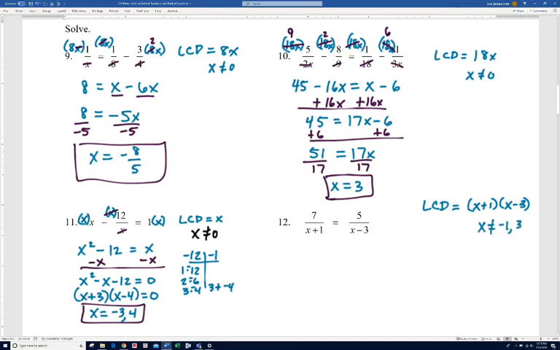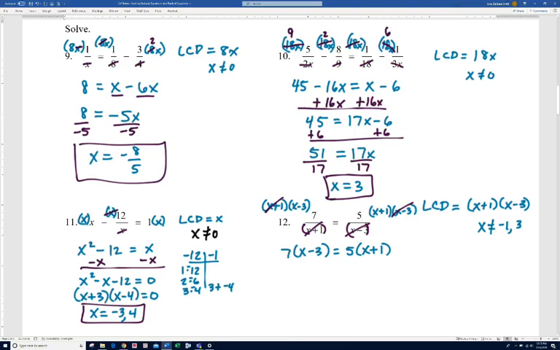Oh yeah, and I should mention that our restricted values here are going to be negative 1 and 3. Notice if x were negative 1 here, we'd get 0 in the denominator. If x were 3 here, we would have a problem. And so these are the two restricted values. So let's go ahead and multiply both sides by our LCD. Notice on the left, the x plus 1s are going to cancel, and we're left with 7 times x minus 3. On the right, the x minus 3s are going to cancel, and we're left with 5 times x plus 1.